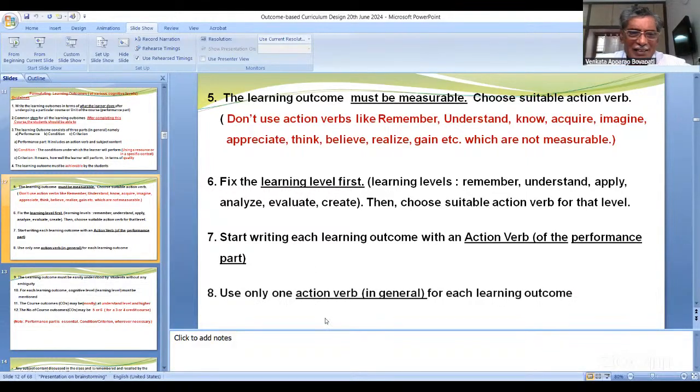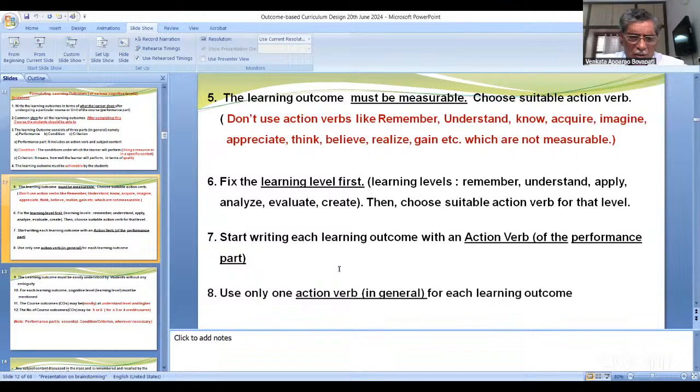Then sixth guideline, fix the learning level first, then choose the suitable action verb for that level, as per the Bloom's taxonomy list given. You can search on the internet, that list is available: Bloom's taxonomy action verbs list. Then seventh guideline, start writing each learning outcome with an action verb of the performance part. Always start writing with an action verb.